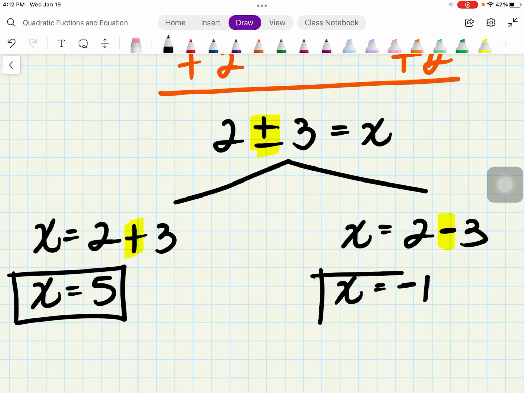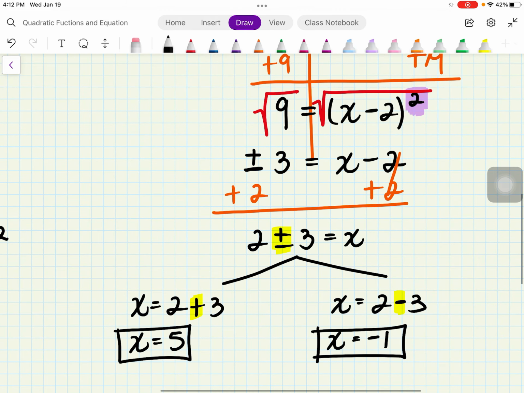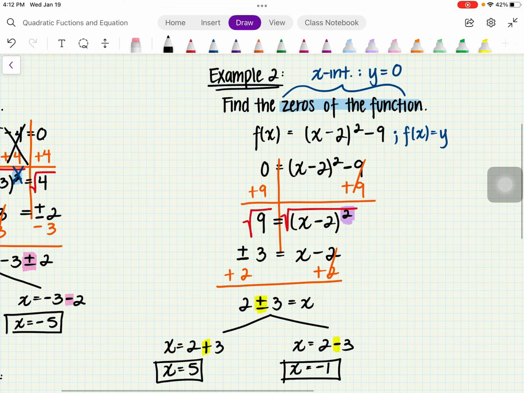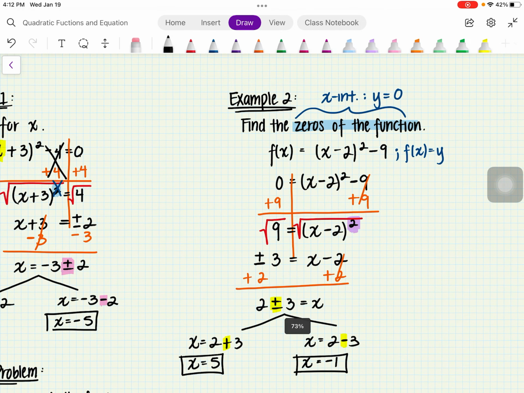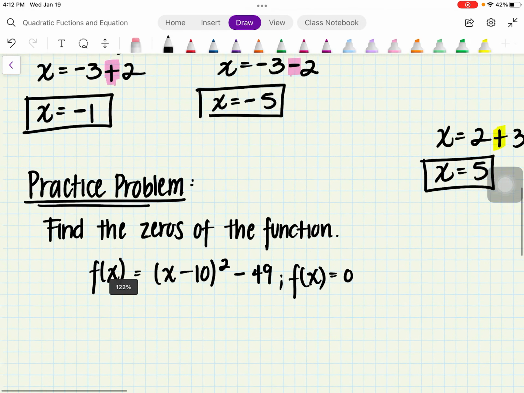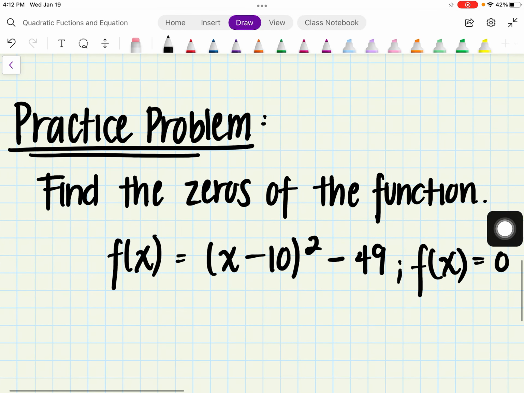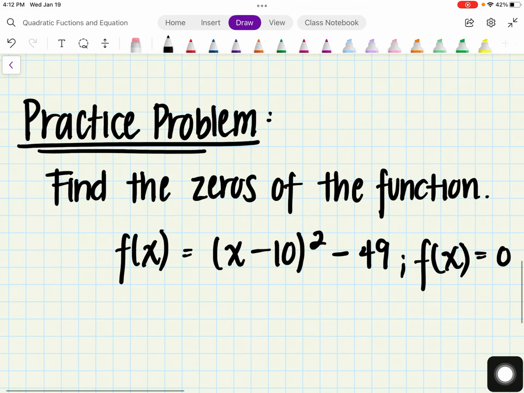2 plus 3 is 5. And 2 minus 3 is negative 1. So this here is our solution. Alright. So in this case, guys, this will actually be concluding the lesson.